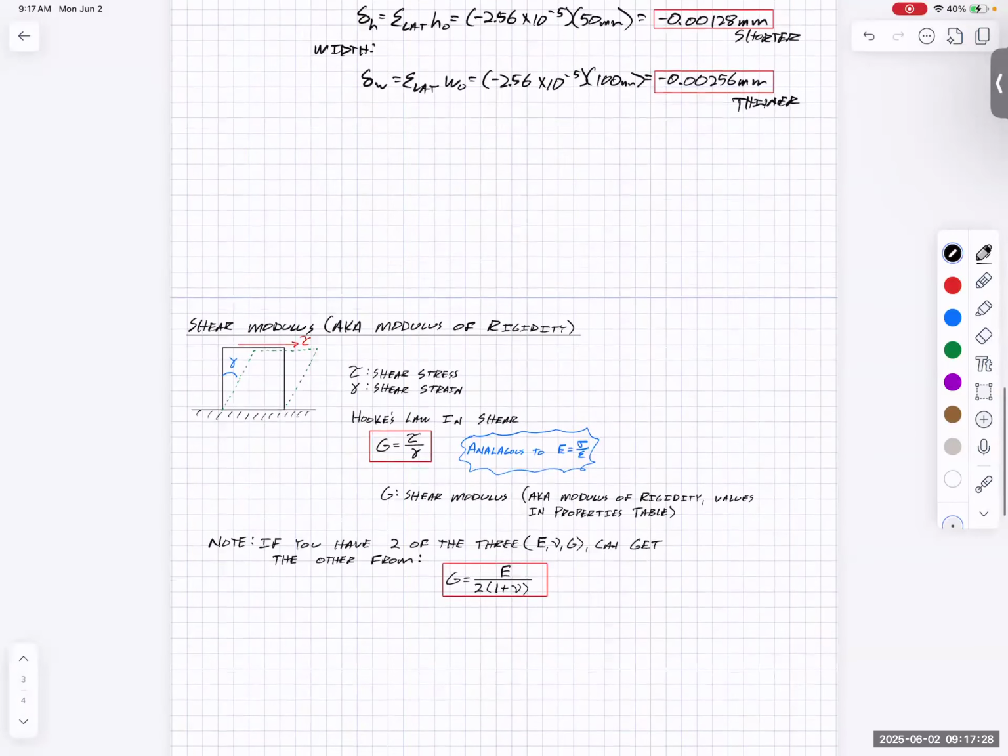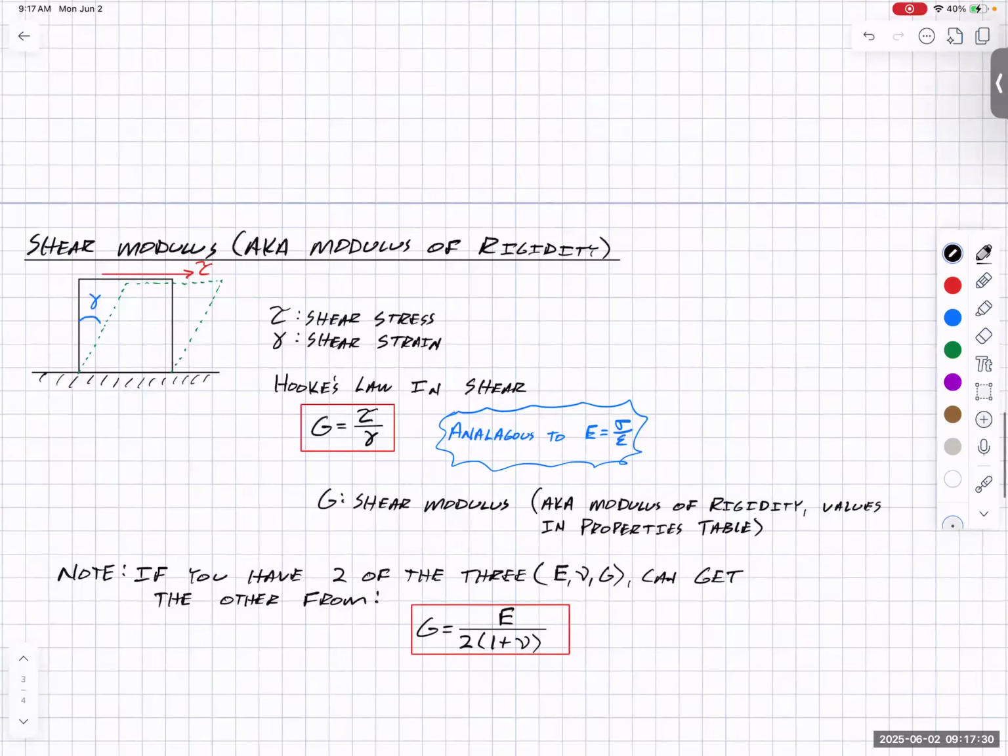One last little quick concept we're going to cover. I'm not even going to do an example problem here. It's just a short little thing. And this is the idea of a shear modulus. It's also known as the modulus of rigidity. We'll deal with this later in this semester a little bit more, but just to introduce the concept, this is very similar to when we looked at our relationship.